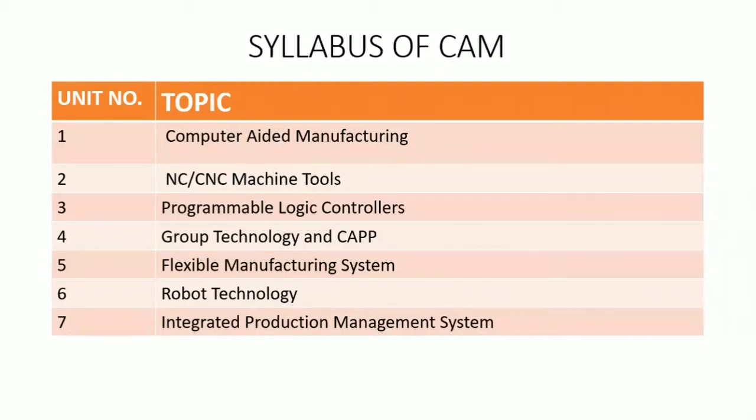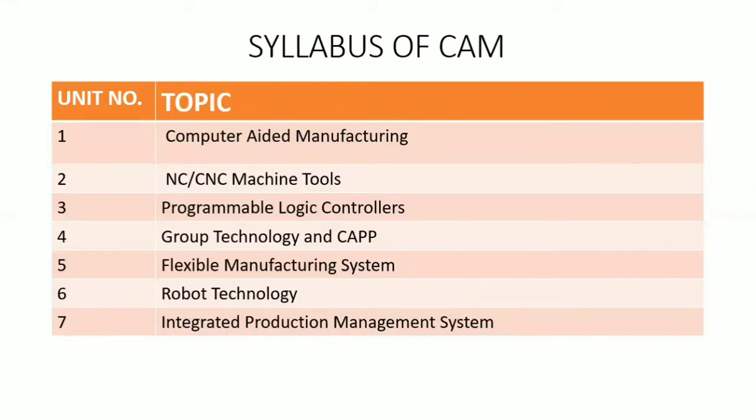Then unit number 3 is the programmable logic controllers. It is known as PLC. Then unit number 4 is group technology and CAPP, that means computer aided process planning, in which you will learn about the different coding systems of group technology. Then unit number 5 is the flexible manufacturing system. It is known as FMS.